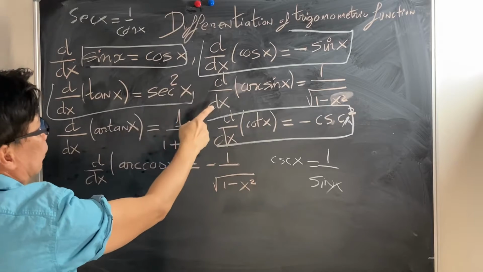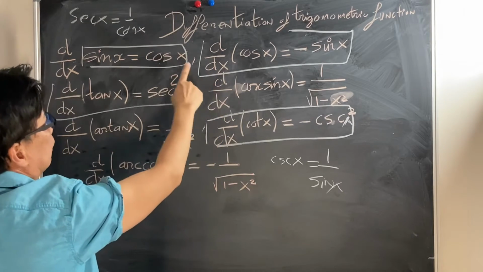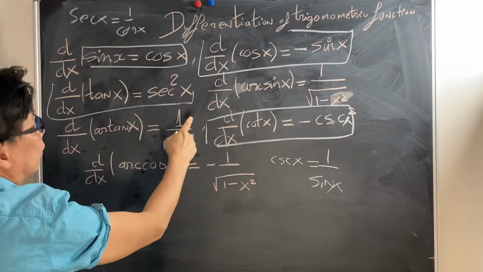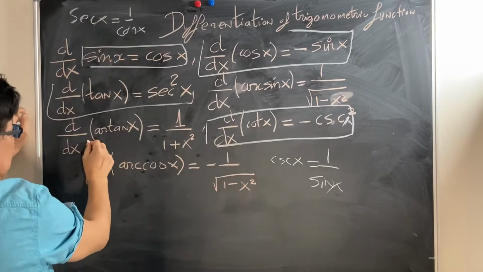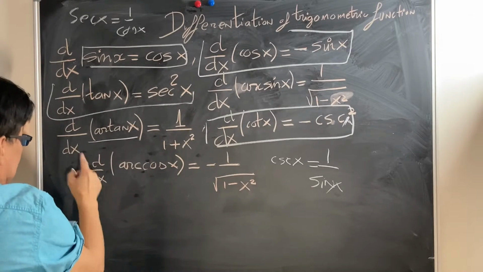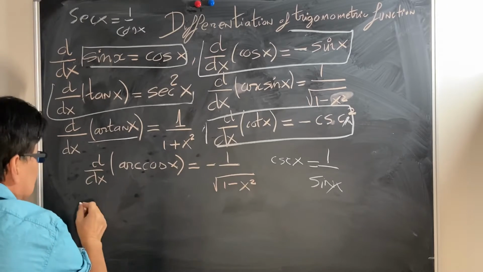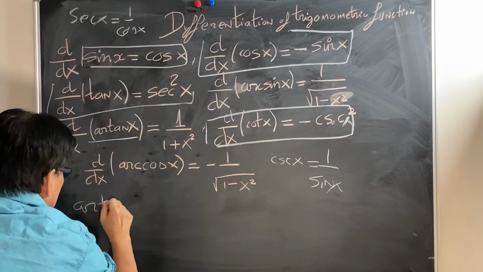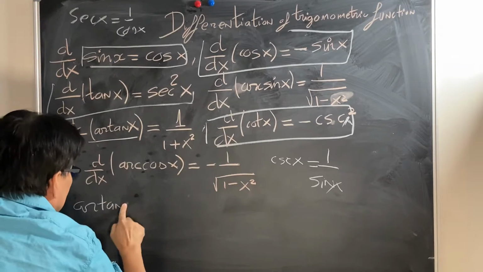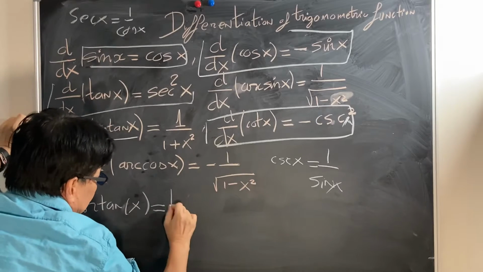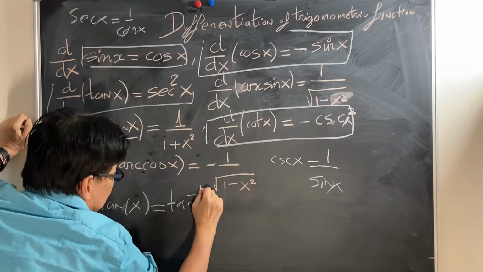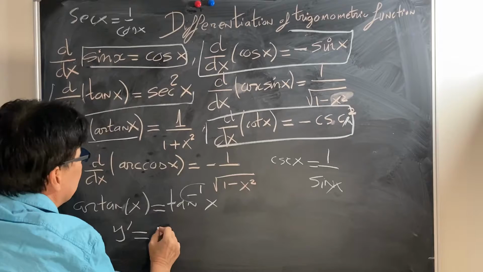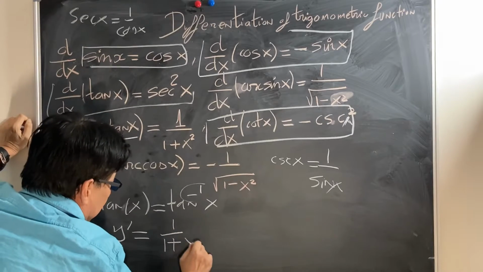Okay, and also we have differentiation of inverse trigonometric function. That means arctan. Derivative of arctan x equals 1 over 1 plus x square. Also, you can write tangent minus 1 of x. That's inverse. And the derivative of this, y prime, will be equal to 1 over 1 plus x square.